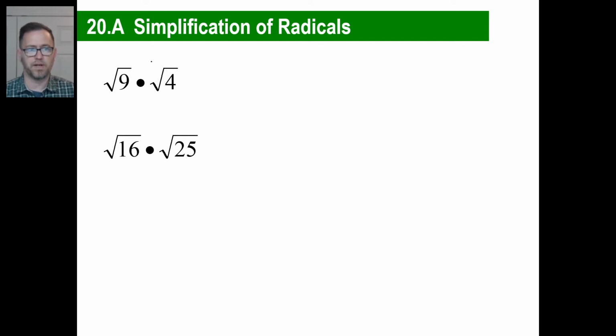So let's do the first one here, for example. What is the square root of 9 times the square root of 4? Well, the square root of 9 is 3. The square root of 4 is 2. Well, the answer is 6. Okay, let's do another one.